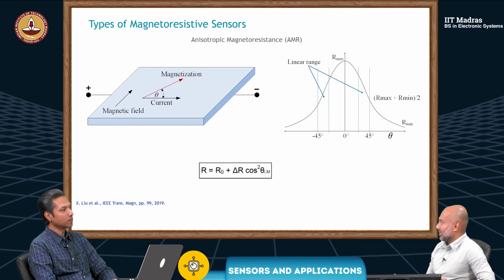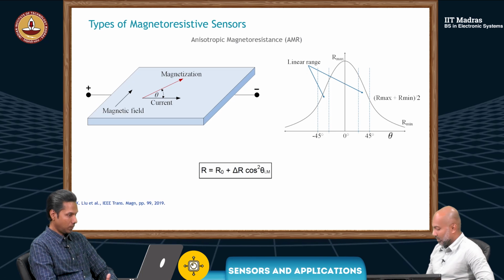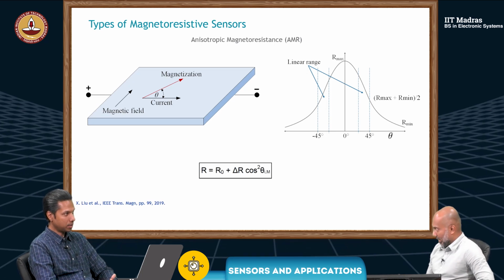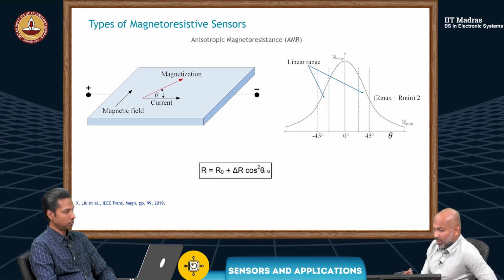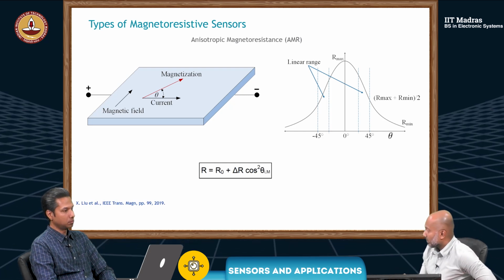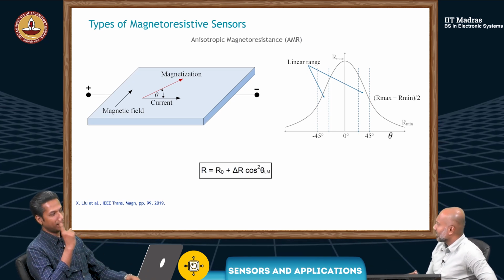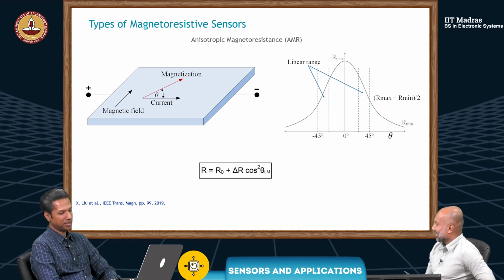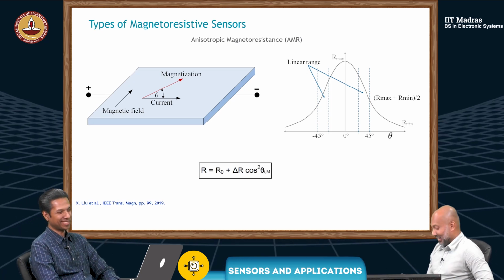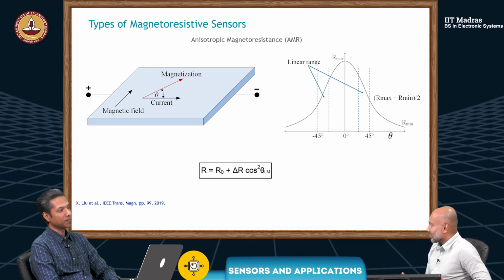The first type of magnetoresistance we're going to study is called anisotropic magnetoresistance, AMR. This phenomenon was reported back in the 1800s by a British physicist, Lord Kelvin. Yes, correct. It was a long time ago. So what is this anisotropic magnetoresistance?